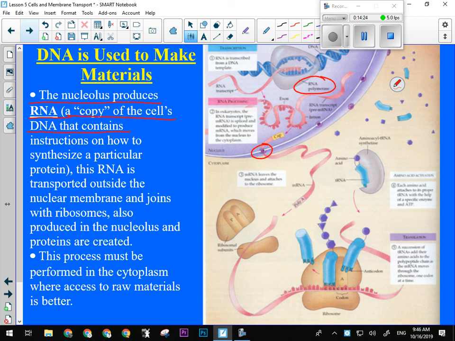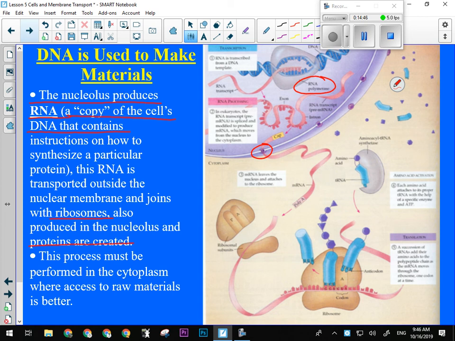So kind of also within this, we learn that the ribosome's job is to make proteins. So the ribosomes make protein. Ribosomes, proteins are created.